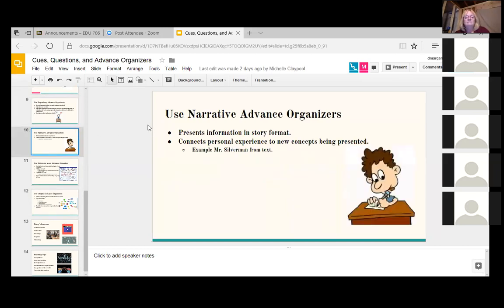So Narrative Advanced Organizer is next. It presents the information in a story format for the students. It connects personal experiences, and I like the example in the book from Mr. Silverman. He shows importance to the students for figuring out that the problem can be applied outside of school, and he gives students an example so that they connect it and they can build meaning to provide real world applications. So you're just giving them the information so that they can say, hey, I can use math outside of school.